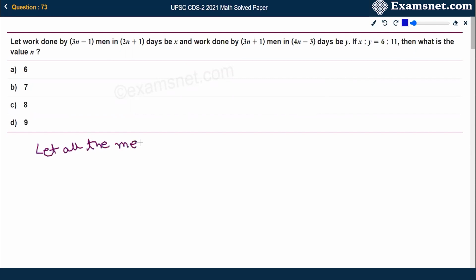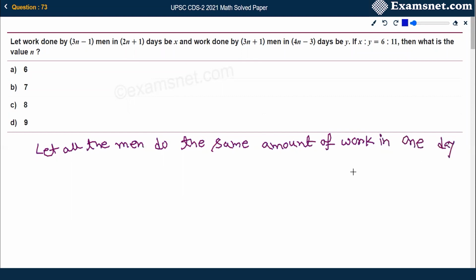all the men do the same amount of work in 1 day, and 1 day of each man's work portion is 1 unit.